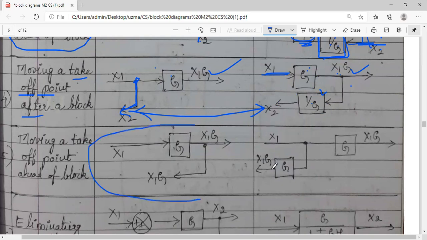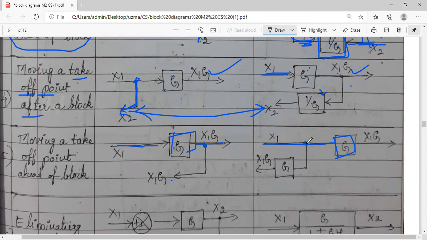You can see the original figure, here the takeoff point is after the block. Okay, it is after the block. Now if I want to move it before the block, what changes should I make? You can observe there is x1 into g. So I am taking x1 into g from this takeoff point, I am taking the signal out, but here the takeoff point is before.